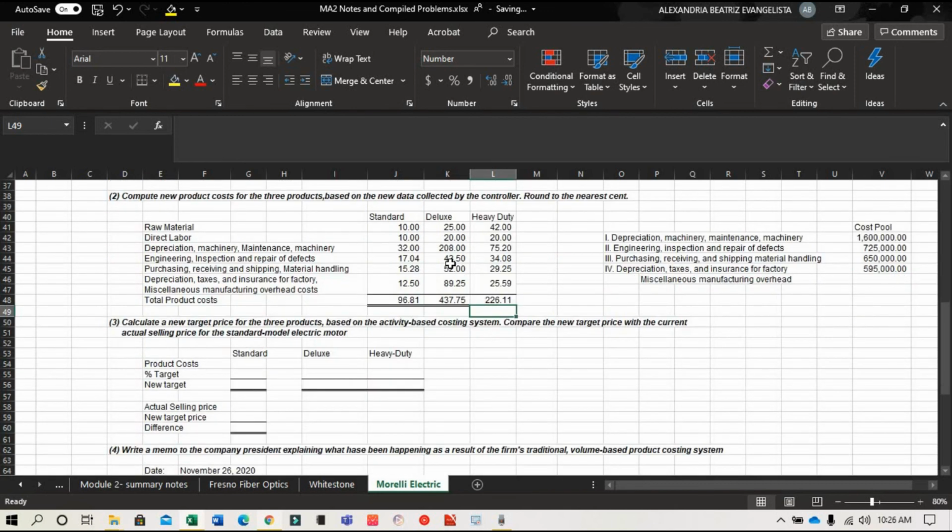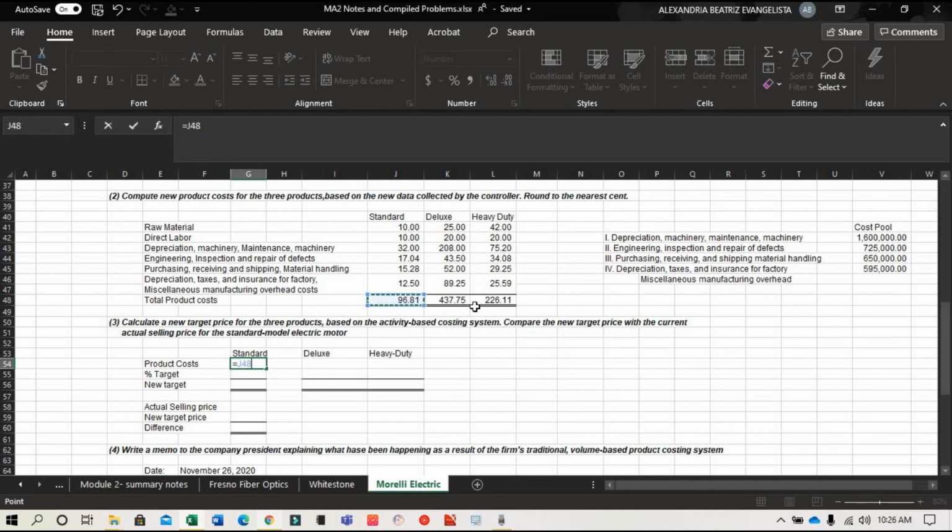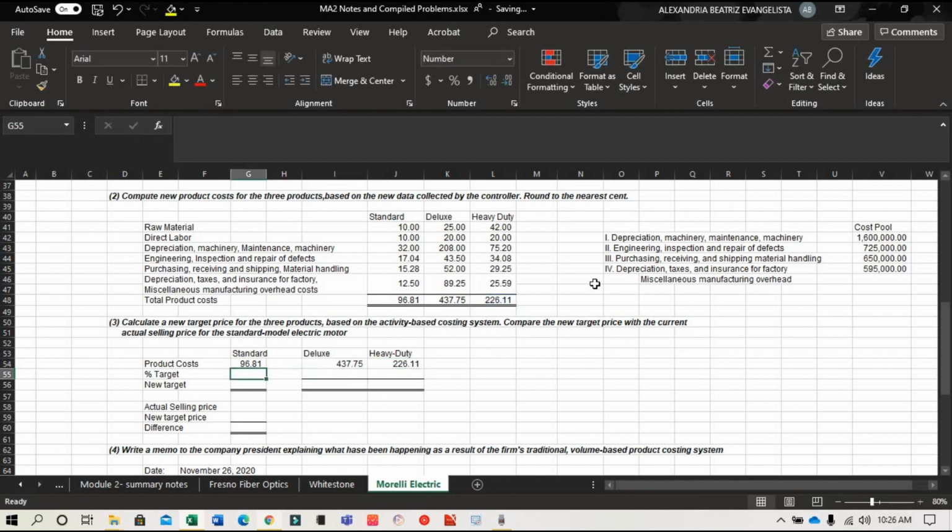Okay, now let's proceed on to the third requirement, which is to calculate a new target price for the three products based on the activity costing system. Compare the new target price with the current actual selling price for the standard model electric motor. So for standard, again, our new product cost is 96.81. For deluxe, that is 437.75, and for heavy duty, that is 226.11. So again, our percentage for computing our target price is 110%.